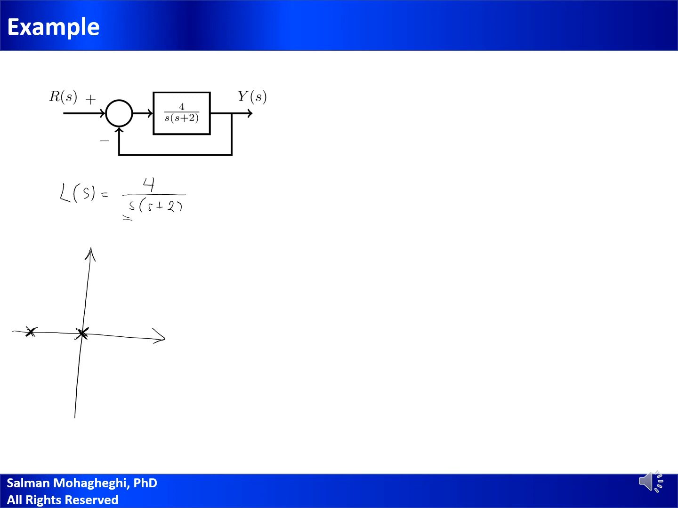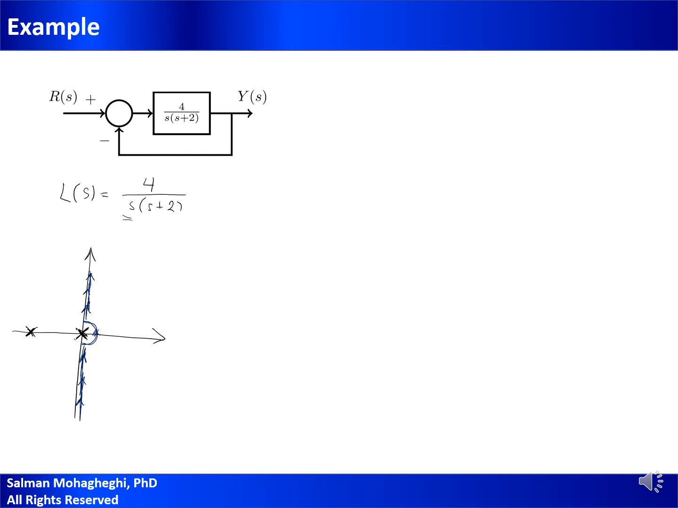Let me use a different color. So when I move along the j omega axis, come here, when I get to 0, instead of moving through it, I will go around it. And then I continue going to a positive frequency. Then what I do is I will do my Bode plot as before. Once I'm done, I will add that semicircle. So let's see how this is going to look.